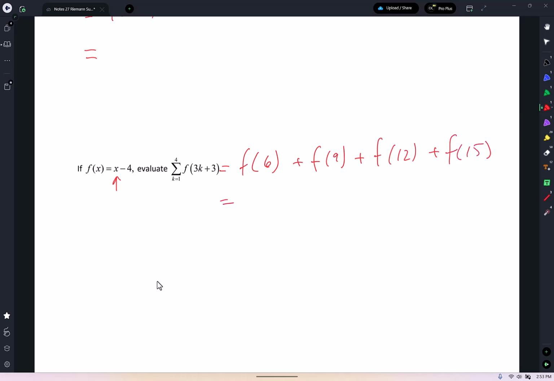And because this one is pretty straightforward, it's just x minus 4. Look, 6 minus 4 is 2, so 2. 9 minus 4 is 5, so 5. 12 minus 4 is 8. And 15 minus 4 is 11. See? So let me know if I made a mistake. Did I make a mistake anywhere? 11 plus 8 is 19, plus 5 is 24, plus 2 is 26. And there it is. How do we feel, guys?